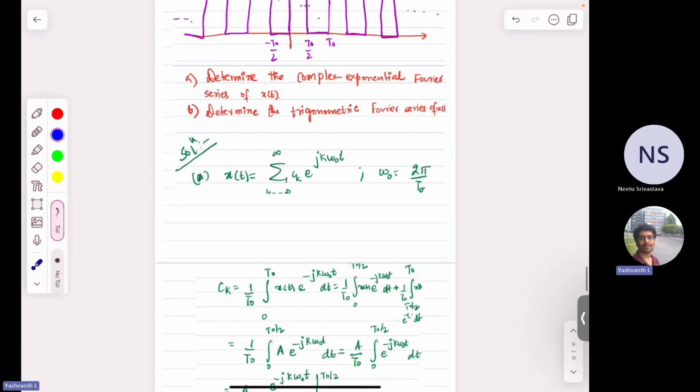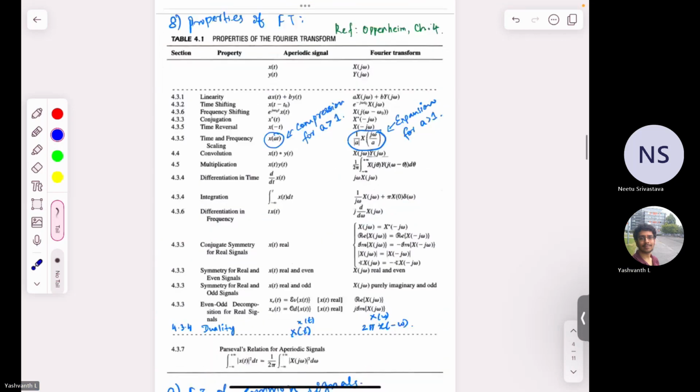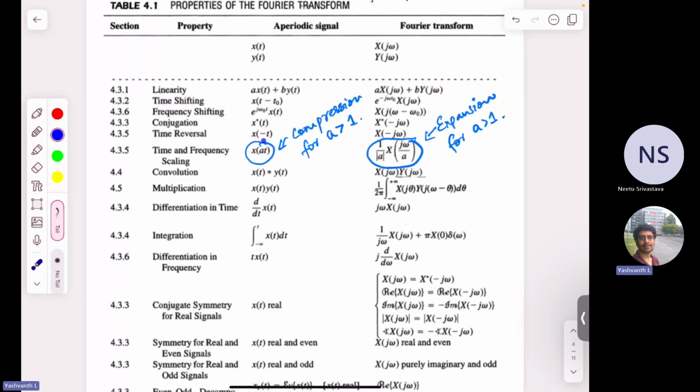This is what I told here. X of at is basically compression whenever A is greater than 1, and expansion otherwise. So here it's expansion because A is getting divided. A is in the division. That's why it is expansion for A less than 1.